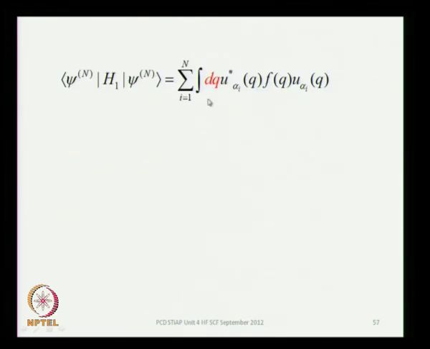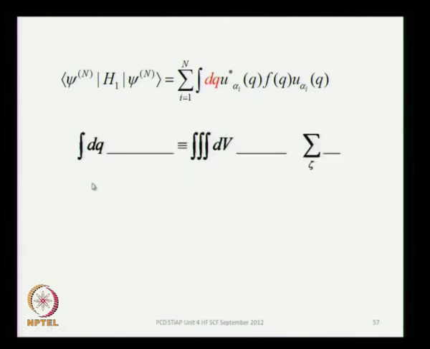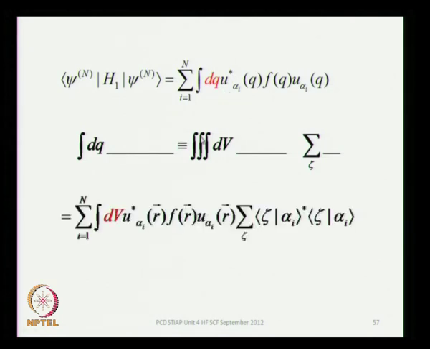So, let us have a look at this integral. This is integral over q, which stands for all the four coordinates, and this is a triple integral over the three space variables and a summation over the spin coordinate. That is what it means, right? So, let us use this and write this explicitly in terms of the space integrals and the spin summation. So, this is what you get. You get the triple volume integral over the volume element dV.